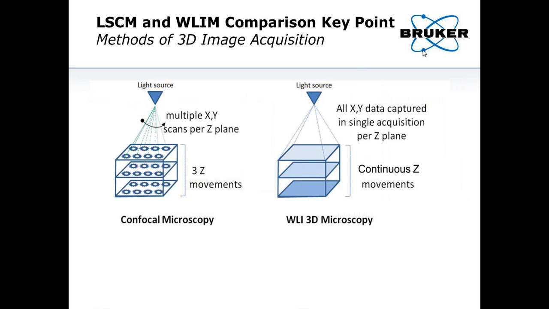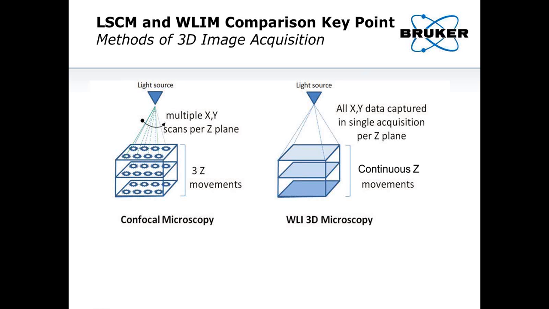And then the third key point is to explain how the two technologies actually build up a height map. On the left is a simple schematic with the light source, and I talked previously about how raster scanning using fast steering mirrors is typically how this is done for a laser scanning system. There are other systems that work differently, but for today's discussion, we're talking about a laser scanning system.